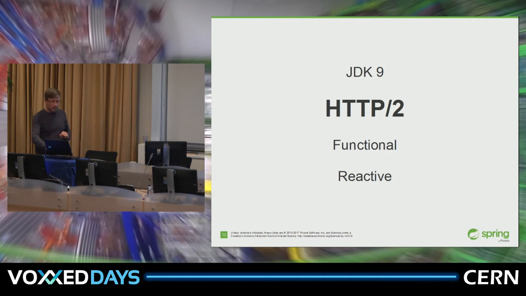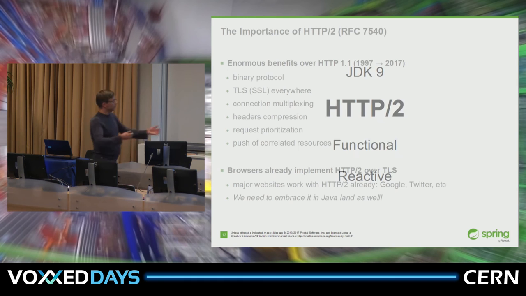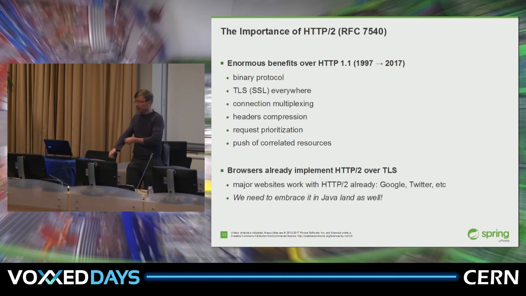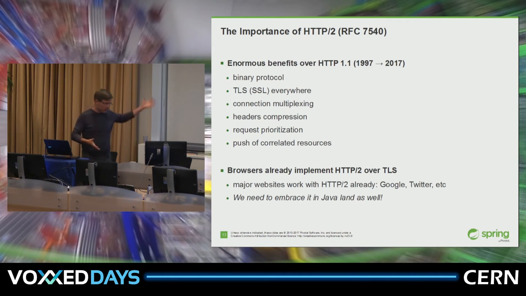HTTP 2, again, let's not dive too deep into it, but HTTP 2 is probably the most important industry initiative that we currently have in this infrastructure ecosystem. It's the first revision of the HTTP specification in about 20 years. We really need to get our act together and embrace it. So with all the benefits, I mean, they're listed here, right?